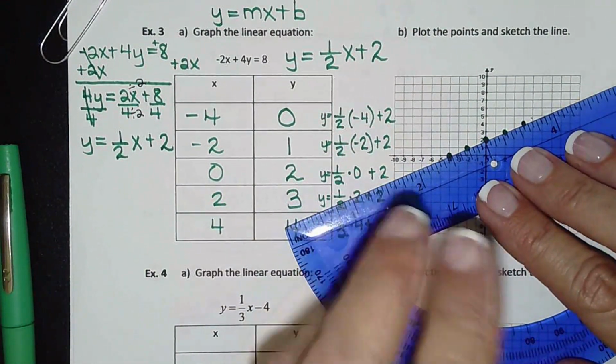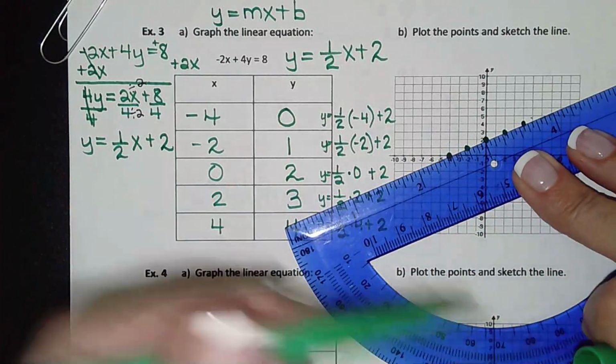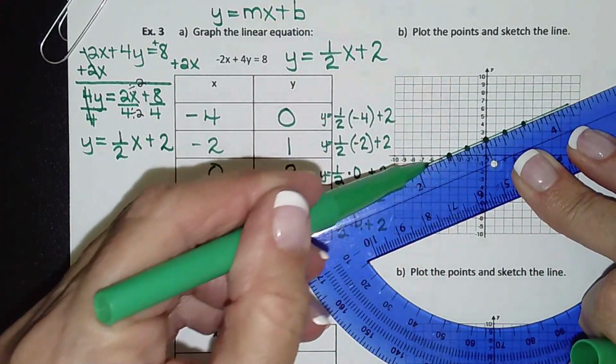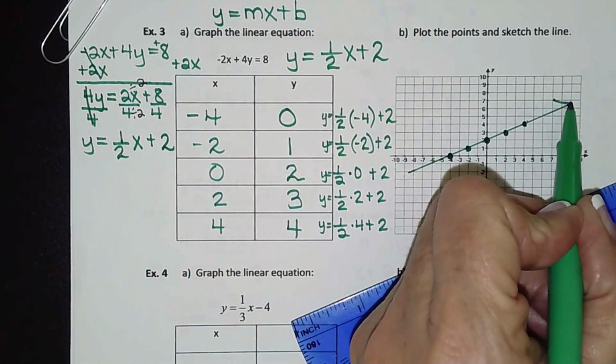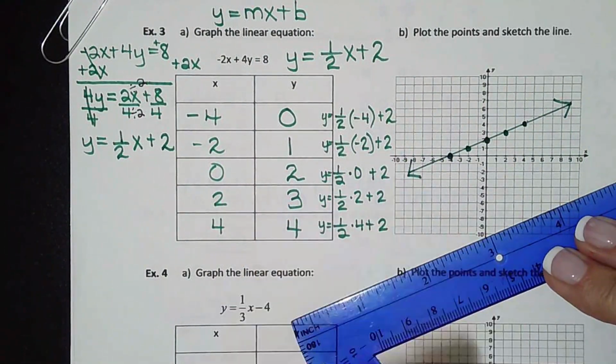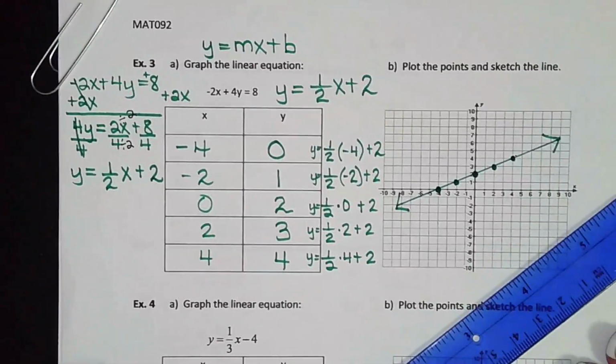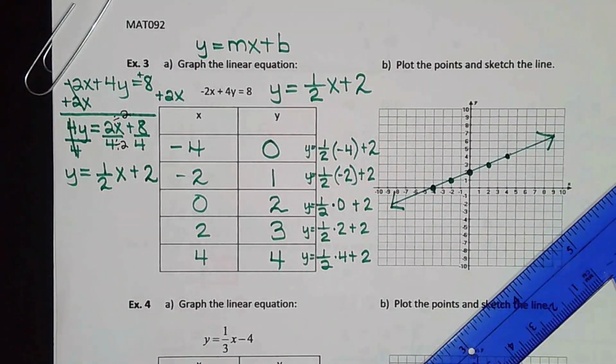Okay, so last, get out your straight edge. Draw a nice straight line with arrows on both ends. And that is called graphing a line or sketching a line.